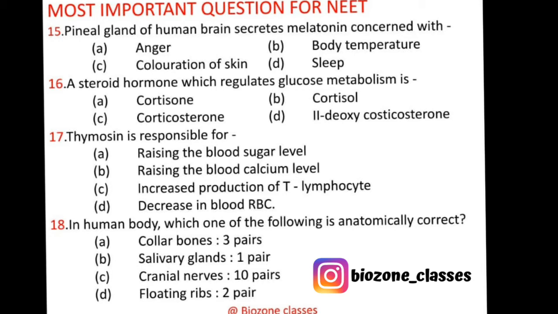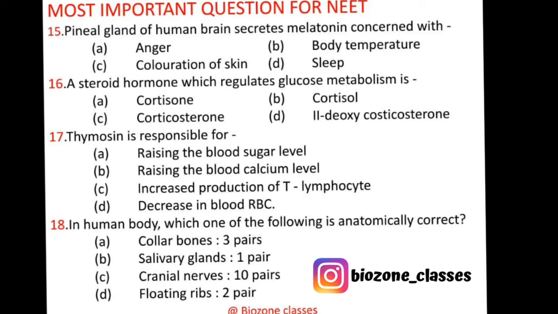Question number 16, important question. A steroid hormone which regulates glucose metabolism is A. Cortisone, B. Cortisol, C. Corticosterone, and D. 2-deoxycorticosterone. So cortisol, you remember, question number 16, option B is correct.